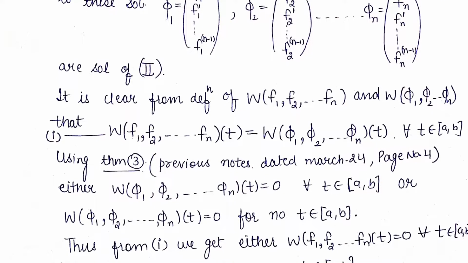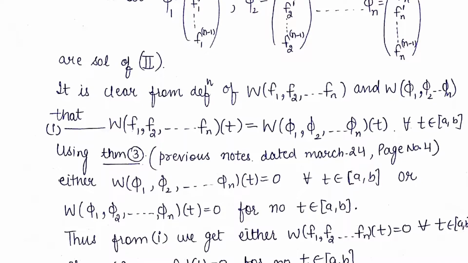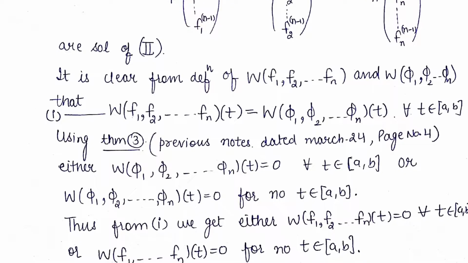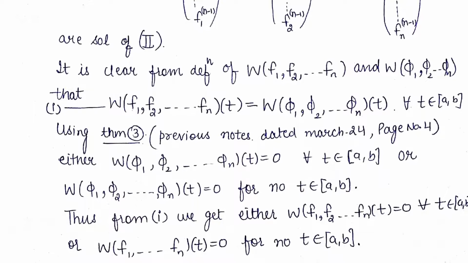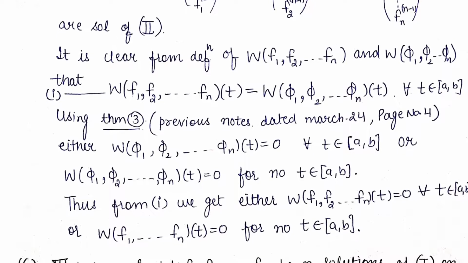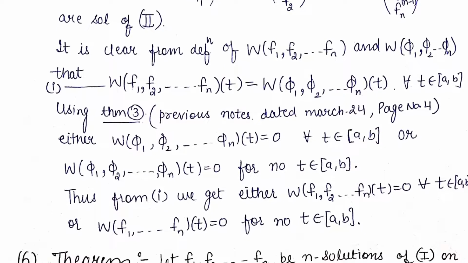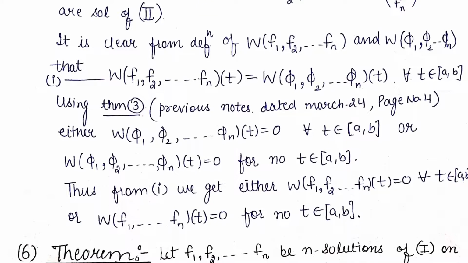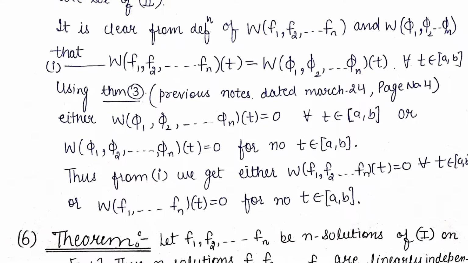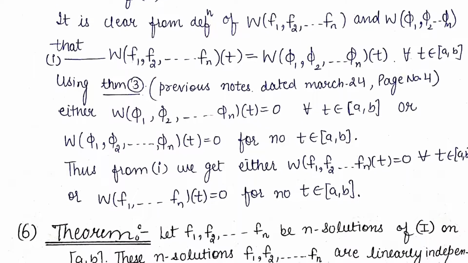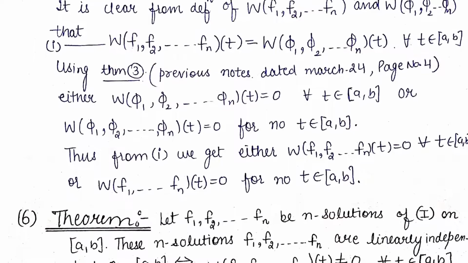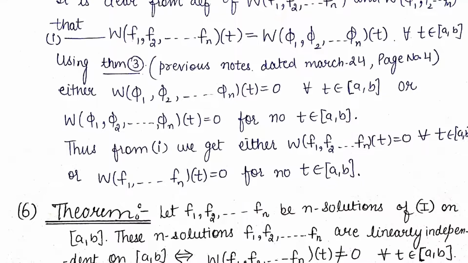Now using theorem 3 of our previous lectures, which I mentioned in the notes given to you on March 24, there is a theorem regarding the value of the Wronskian of phi 1, phi 2, phi n at t. So the theorem says that either the Wronskian of phi 1, phi 2, phi n at t is equal to 0 for all t, or it is equal to 0 for no t. Now since from 1 we have obtained that the Wronskian of f1, f2, fn is the same as the Wronskian of phi 1, phi 2, phi n, combining with the theorem I stated right now, the Wronskian of f1, f2, fn at t is equal to 0 for all t, or it is 0 for no t.